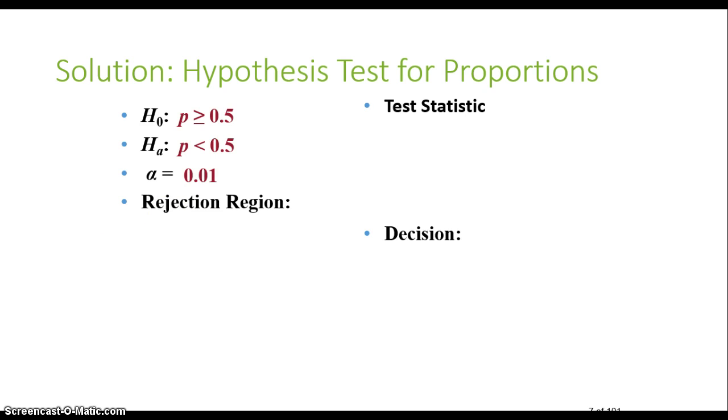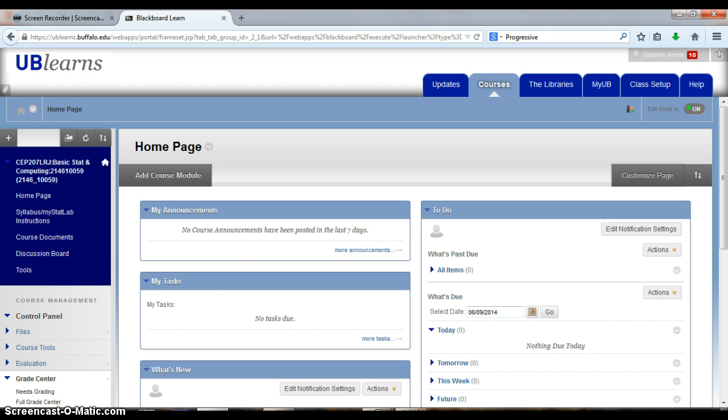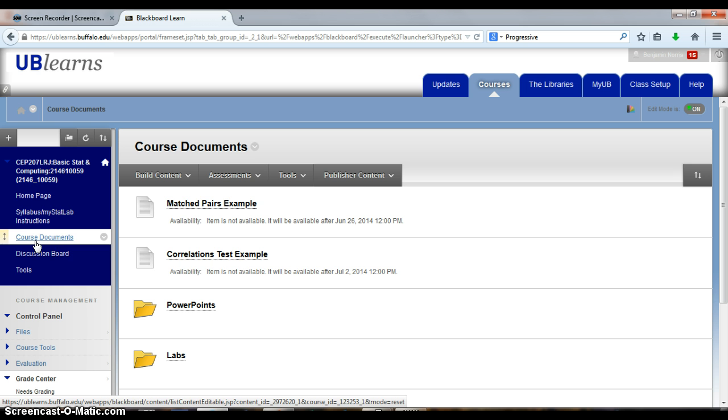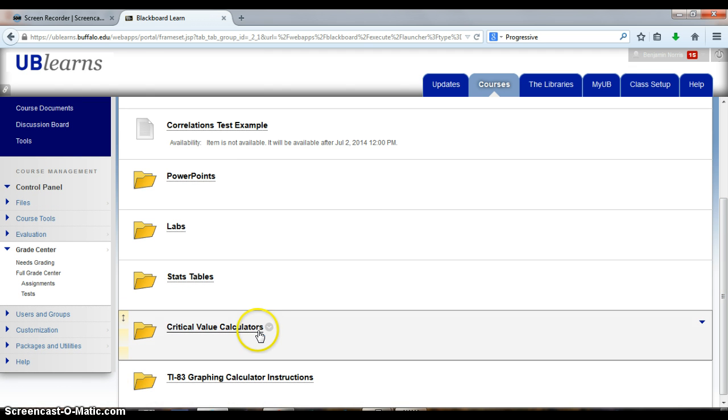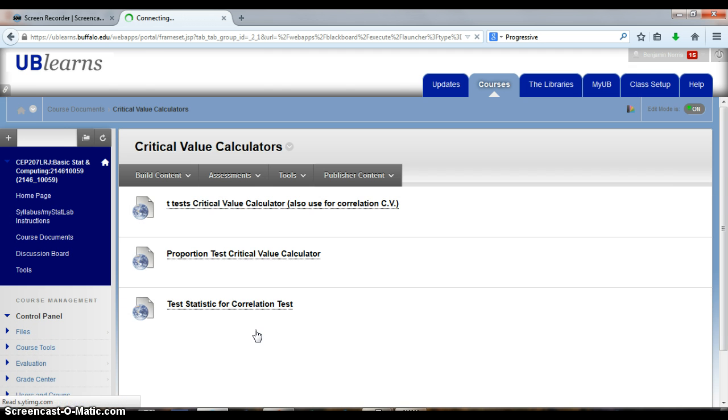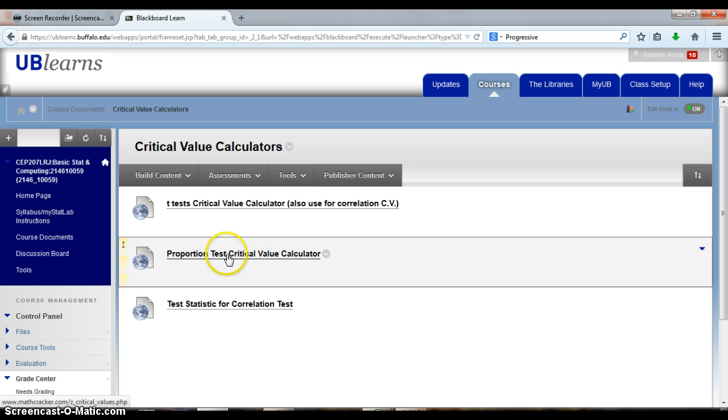So let me pause the video for a second. I'm on the UB Learns homepage, and I'm going to click on course documents to show you the critical value calculator. And then I'll scroll down to critical value calculator, and then pick the second option, the proportion test critical value calculator.